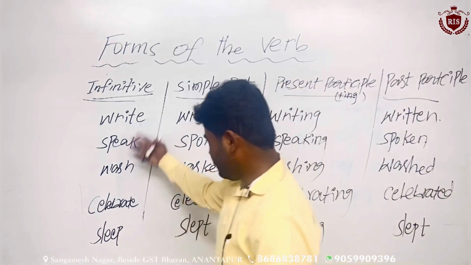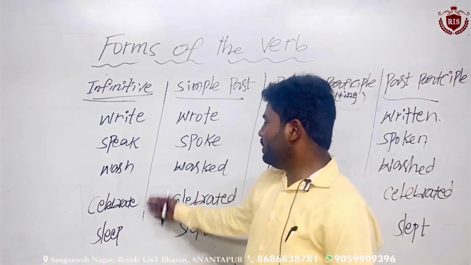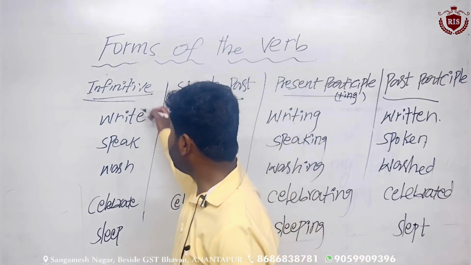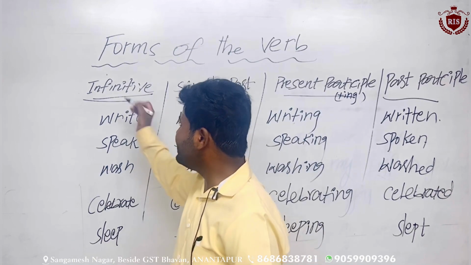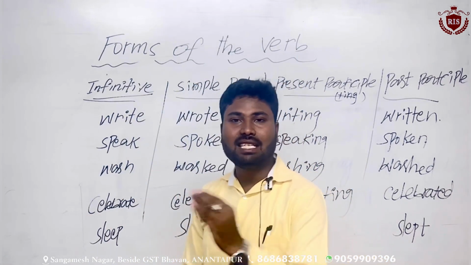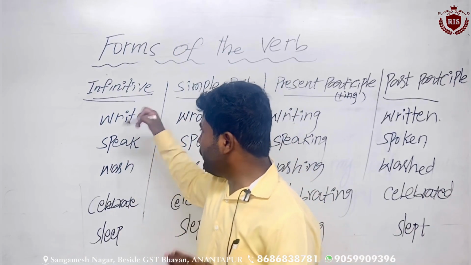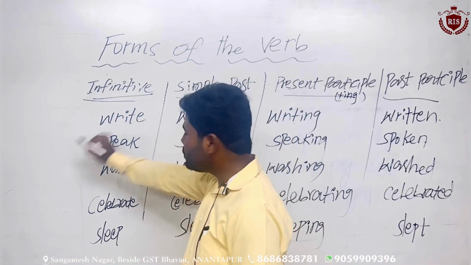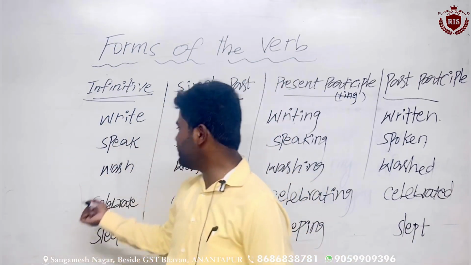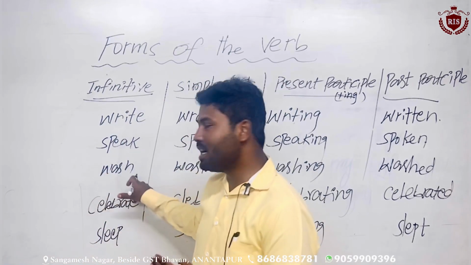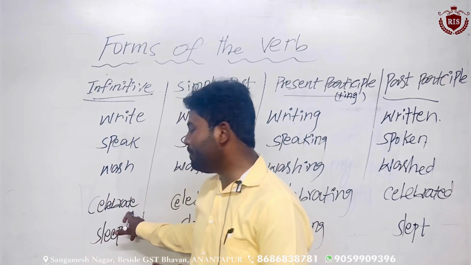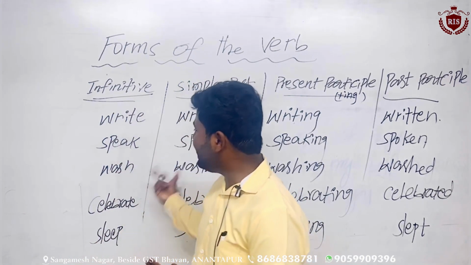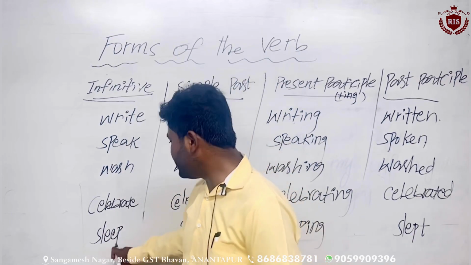Okay, so these are some examples. We have many more examples. I hope everyone has understood what the infinitive form is, and also that the infinitive form is used for the pronouns he, she, it. So when we use these infinitive forms for he, she, it, we just add an s to the main verb, like he writes, he speaks, she washes, he celebrates, she sleeps. Writes, speaks, washes, celebrates, sleeps.